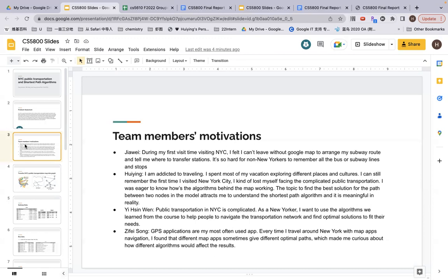My motivation is that public transportation in New York City is complicated. And as a New Yorker, I want to use the algorithms that we learn from the course to help people navigate the transportation network and find optimal solutions to fit their needs.